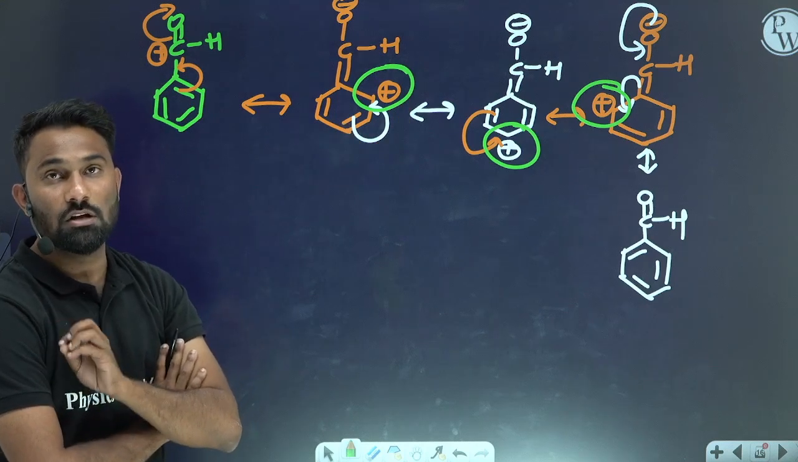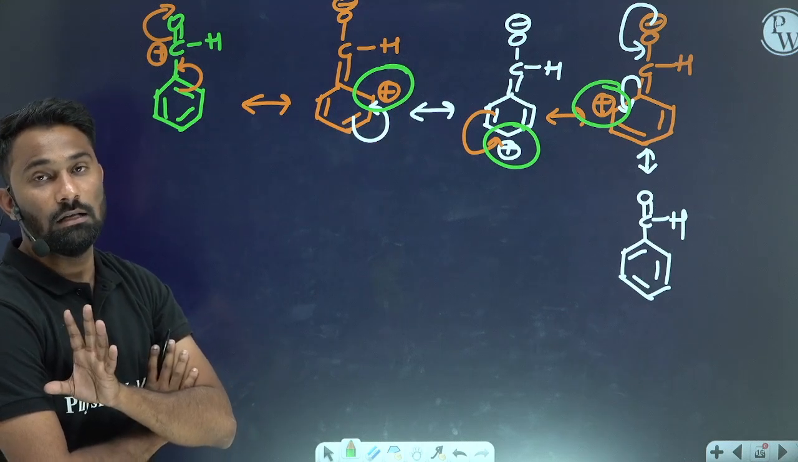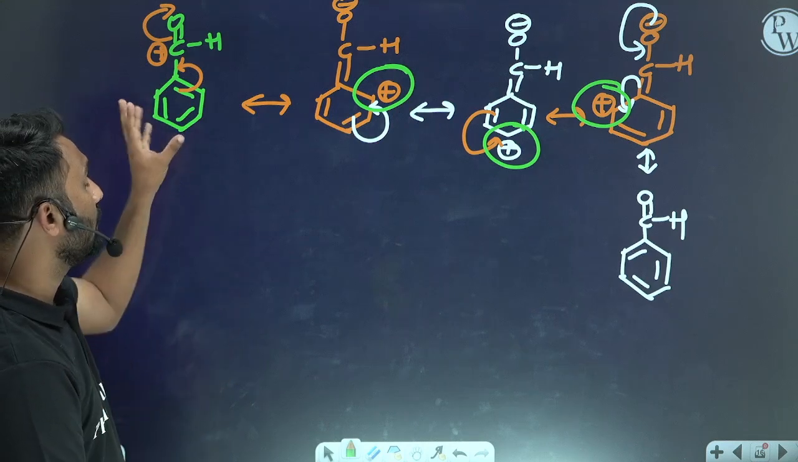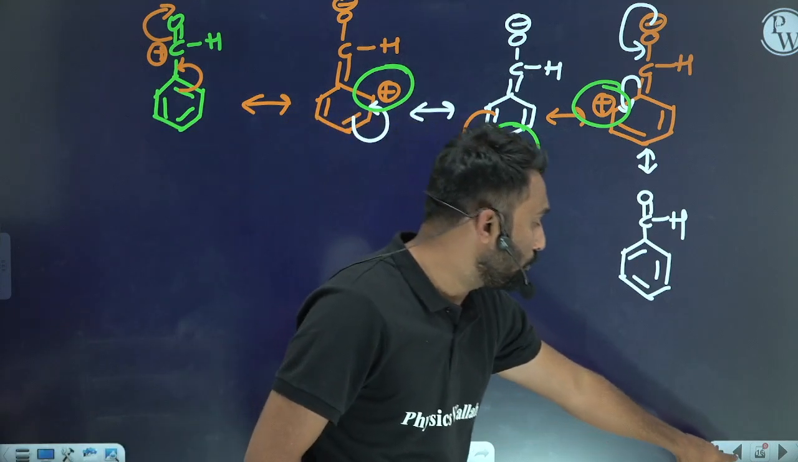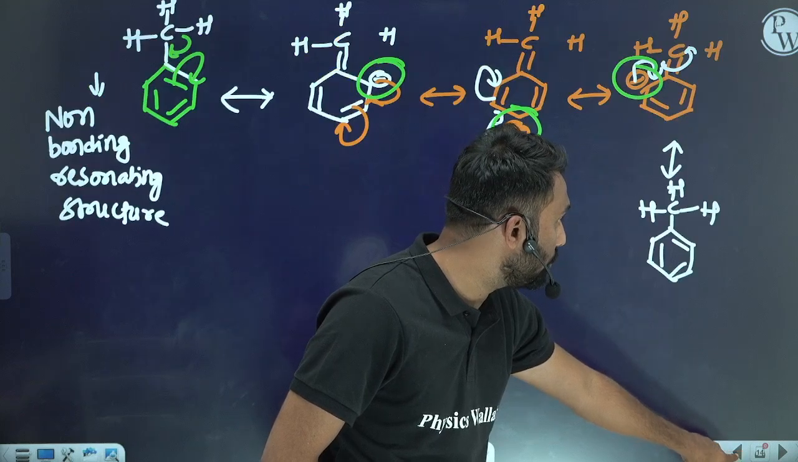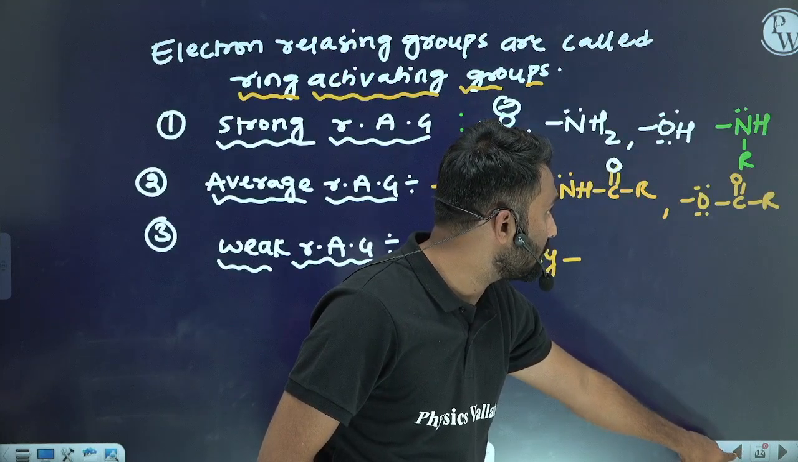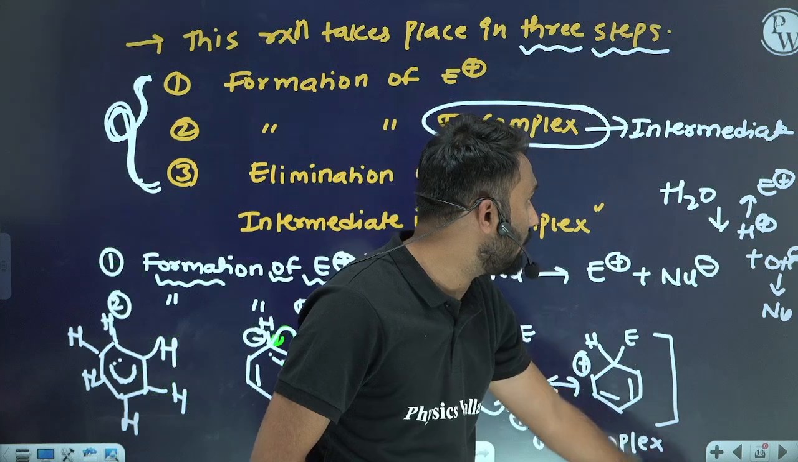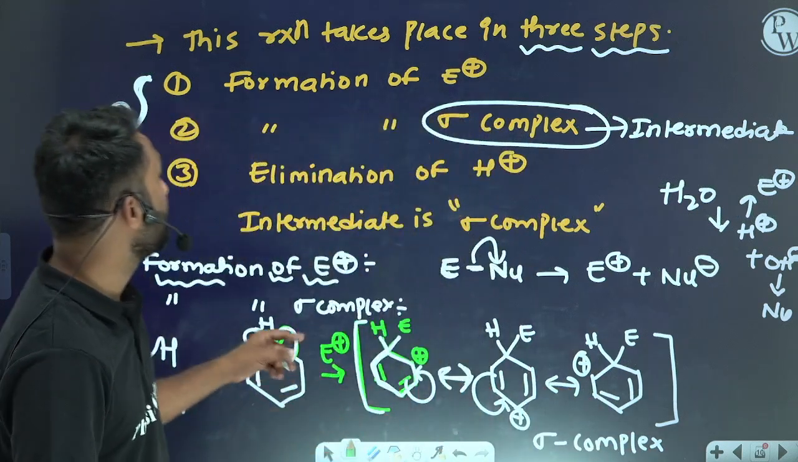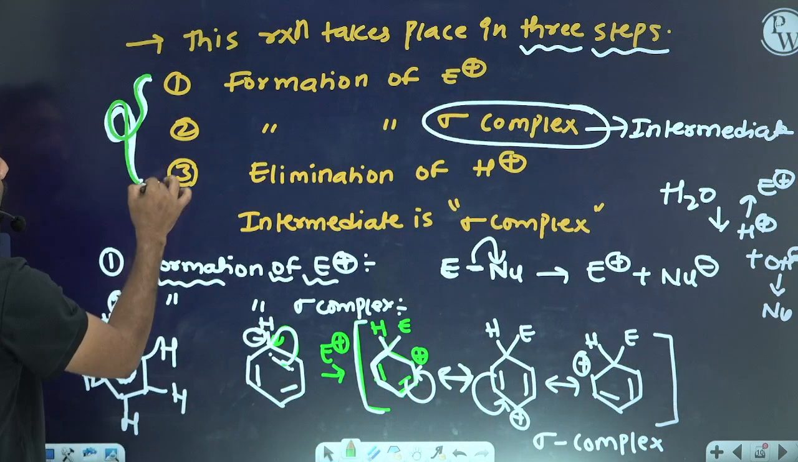Clear. Now this concept is very important. Now when benzene shows an aromatic electrophilic substitution reaction, it should follow these three steps.